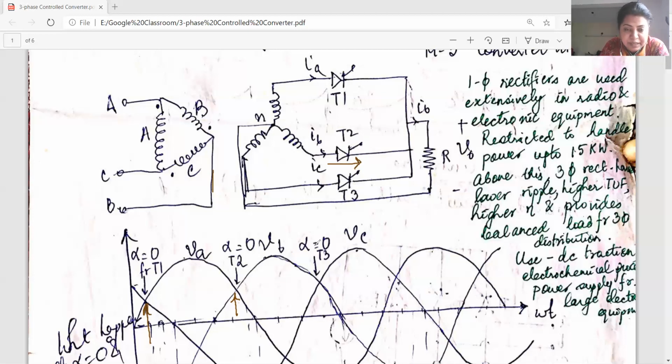Again, at this particular interval, VC becomes maximum positive. If VC becomes maximum positive, T3 becomes forward biased, and when it gets a gate signal at its gate terminal, it starts to conduct. So for a firing angle of alpha equal to 0 degrees, thyristors T1, T2 and T3 will behave as diodes.